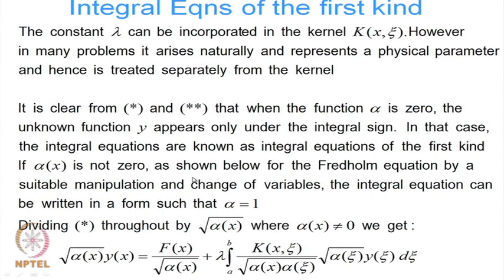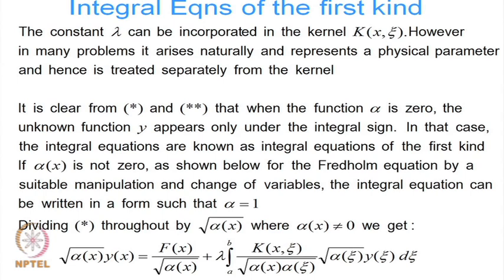Then we have an integral equation where the unknown function appears only within the integral sign, right. It does not appear outside the integral sign. In that case we call these integral equations of the first kind. These Fredholm or Volterra equations where alpha is equal to 0 are known as integral equations of the first kind.